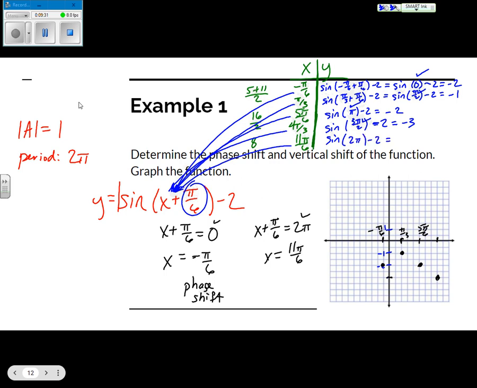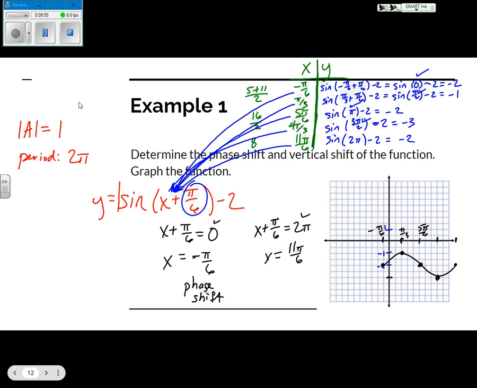Sine of 2 pi minus 2 is just going to be 0 minus 2. Yeah, I'm back to negative 2. I hope this graph looks a little familiar to you. I kind of have to extrapolate a little bit. If I connect those dots left to right, yeah, sure enough, that's my sine graph. It just got moved a little bit. It's not hovering over the x-axis anymore.